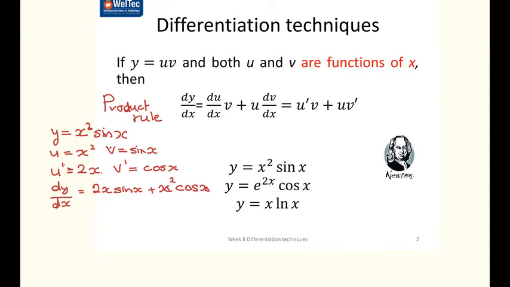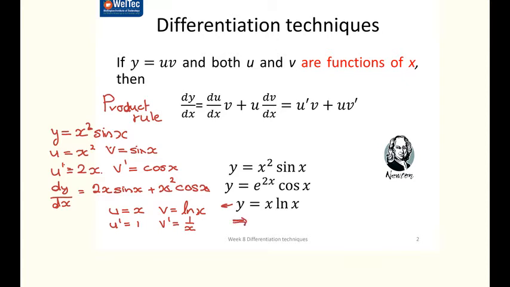Let's look at the third one. So this is the third one now. So u is equal to x, and let v equal natural log of x. So u dash equals 1 and v dash equals 1 over x. Now we can just use the rule.